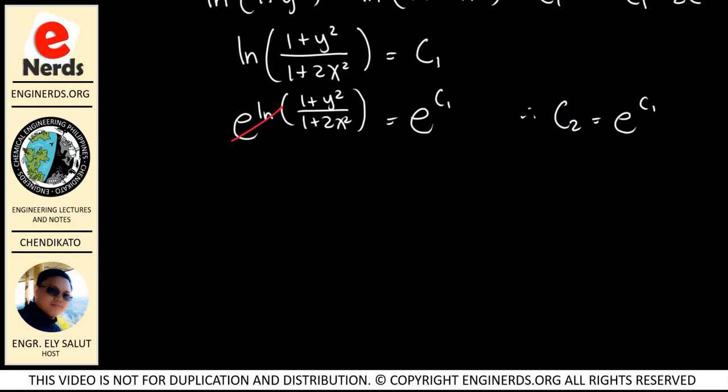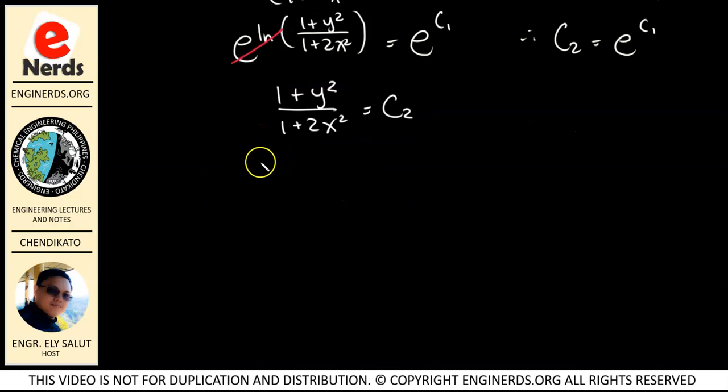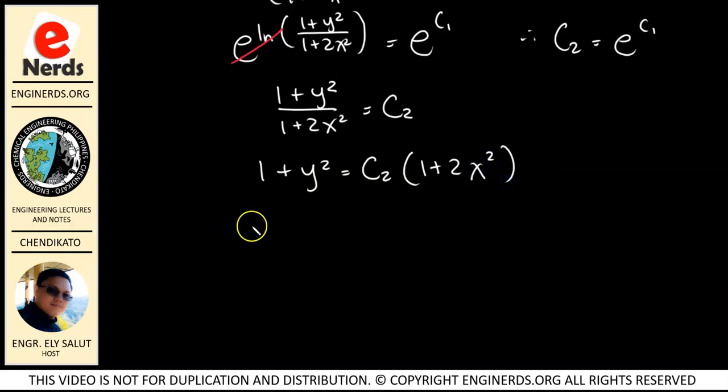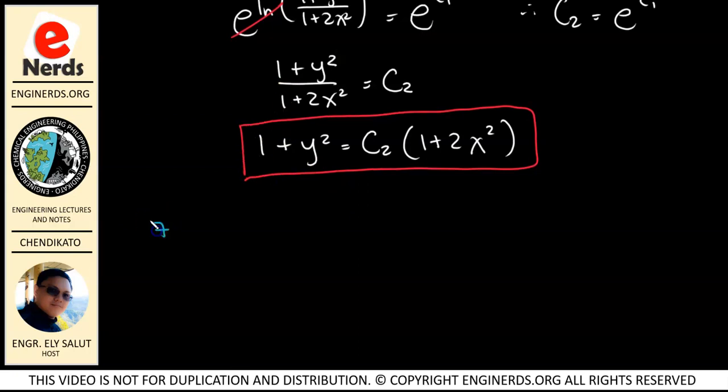Right, so ang maiwan sa atin will be 1 plus y squared over 1 plus 2x squared is equal to c2. Okay, so let me just simplify this. I will have 1 plus y squared is equal to c2 times 1 plus 2x squared. Okay, so we could already write this as our final answer. Okay, so this is our final answer to our problem number 5. Alright, so now let's go to problem number 7.